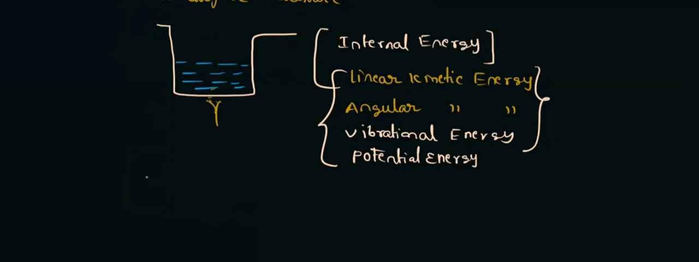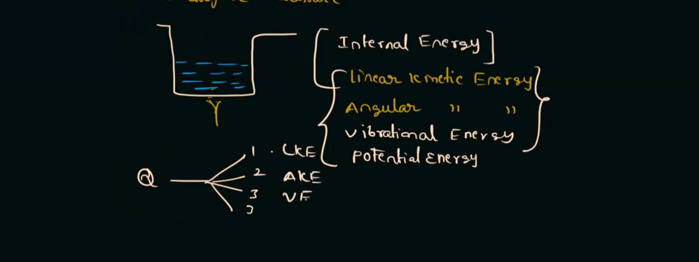ఒకవేళ మనం ఇచ్చిన heat Q అనేది, Q is used for these 4. One is linear kinetic energy. Second one, angular kinetic energy. Third one, vibrational energy. Fourth one, potential energy. ఇచ్చిన హీట్ అనేది, మనం ఏదైతే అమౌంట్ ఆఫ్ హీట్ ఇచ్చామో అది లీనియర్ కైనెటిక్ ఎనర్జీకి యూజ్ చేసుకొని ఉంటే ఏమవుతుంది? రైజ్ అనేది త్వరగా జరిగింది.